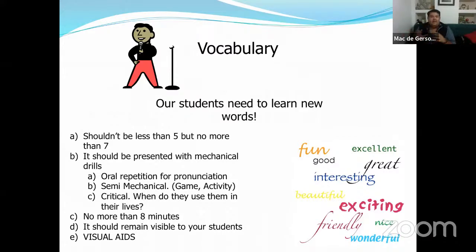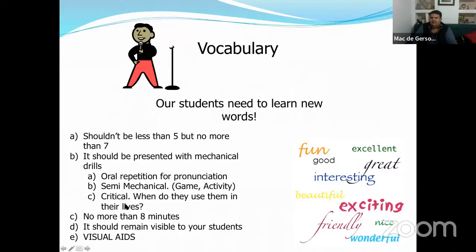See, don't be like, vamos a aprender de traveling vocabulary. Se avientan como 25 palabras. Y todavía quieren que los chavos las contesten así, ¿no? No, don't do that. It's too much. ¿Sale? And remember, oral repetition, semi-mechanical, and critical thinking.